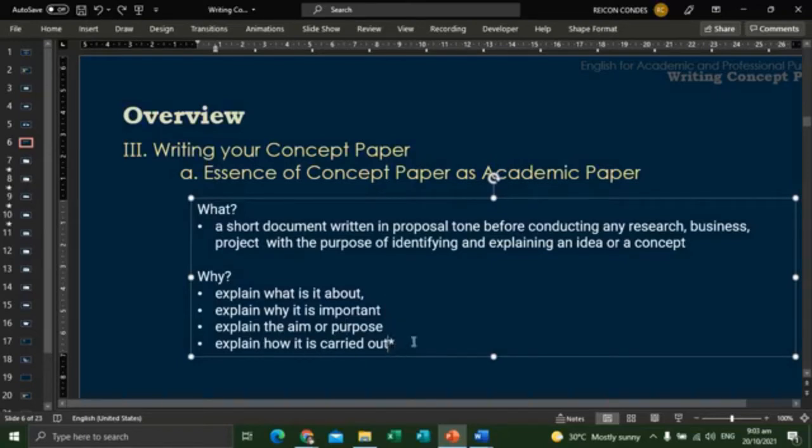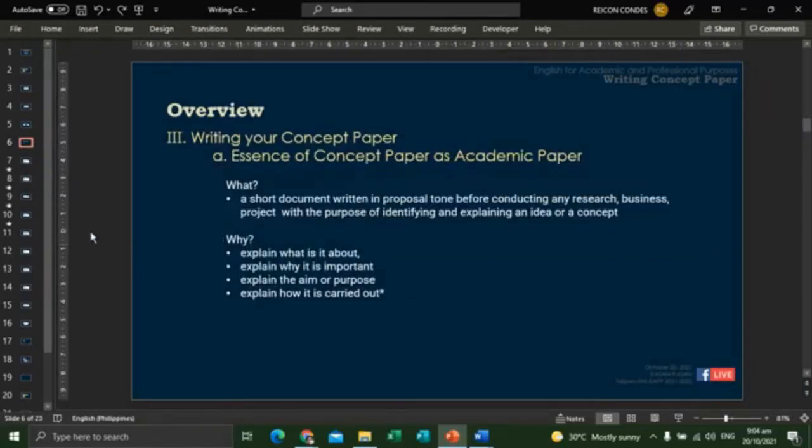Now, there's a note here. We will not be dealing with the step-by-step methodology because we will leave that to your future subjects for the stat and probability, PR1, PR2, and inquiries, investigations, and immersion. Next, I hope the essence of concept paper is clear to us.